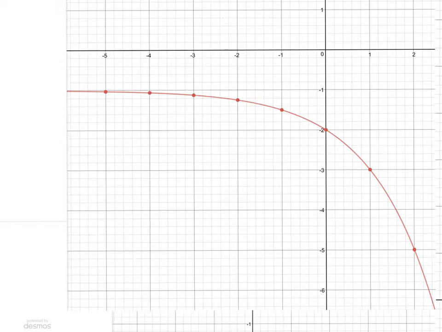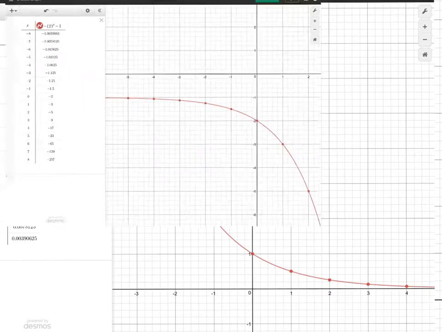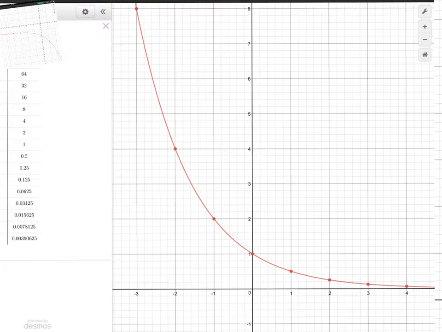So growth from left to right is either going to go to negative infinity all the way down forever or to positive infinity, right? That's growth. But decay from left to right will always approach a certain value, in this case 0. Okay, so once again, this is decay because it approaches 0, it decays down to 0.